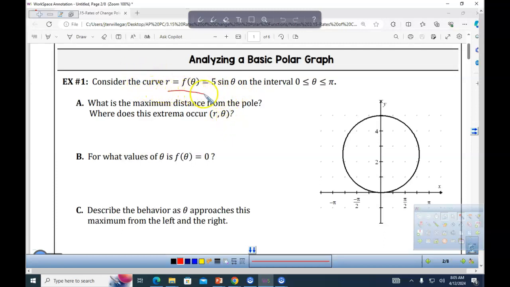Alright, let's consider the curve r equals f of theta, where f of theta equals 5 sine theta on the interval from 0 to pi. So it's gonna be a circle, right? So, what is the maximum distance away from the pole, and where does it occur?